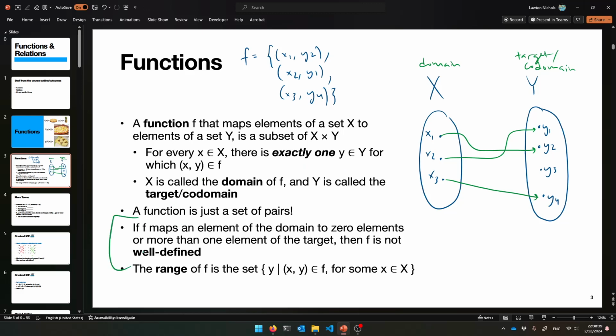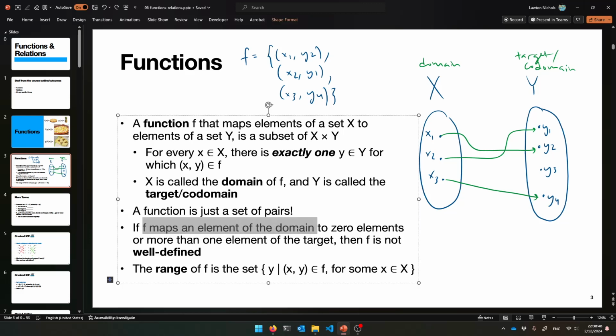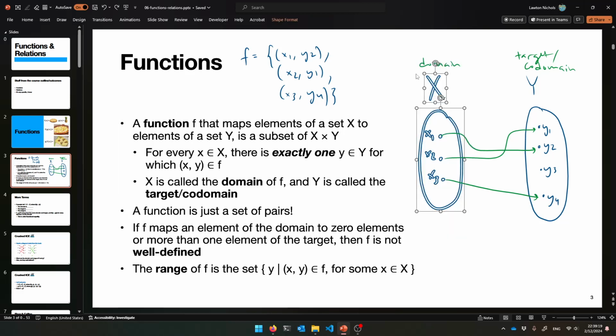And f better map every element of that initial domain set somewhere. Okay, so if f maps an element of the domain to 0 elements, if there's an x4 here that isn't going anywhere, like off into the ether, then it's not a function. All right. And then also, if it maps an element to more than one place, like say that the function takes x3 to y3 and y4 at the same time, it's still not a function. All right, so that means your function is not well defined if that ever happens. So it's got to map exactly one input to exactly one output, and it maps every single input somewhere.